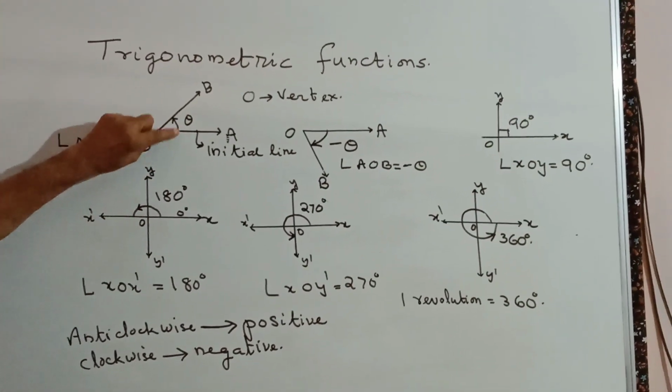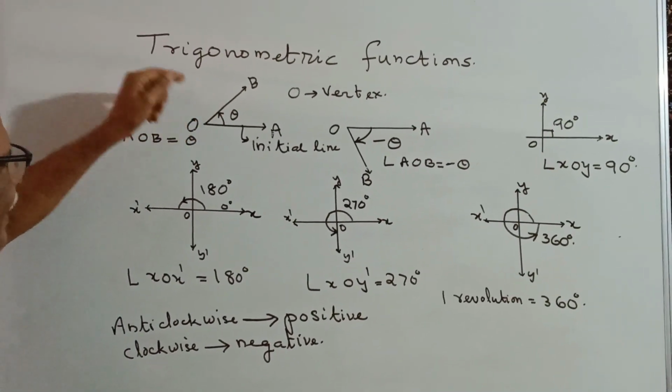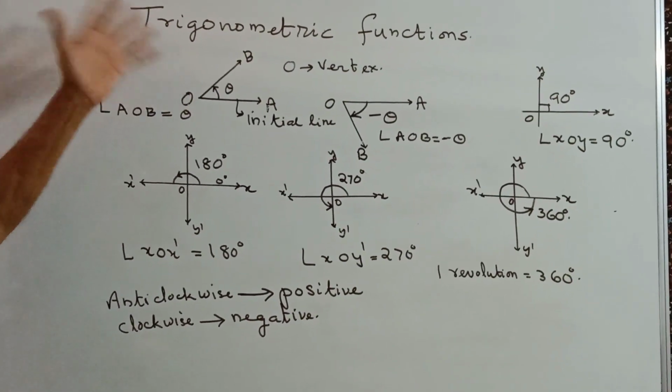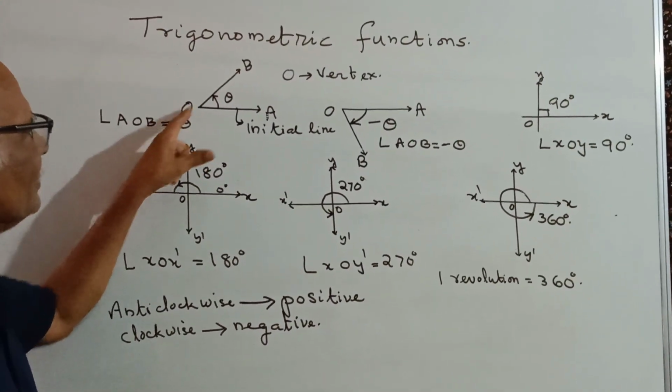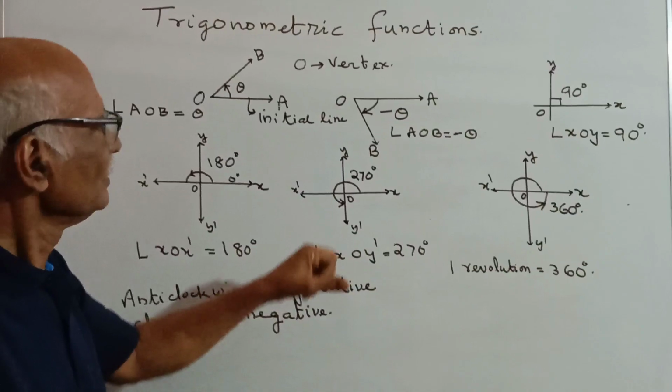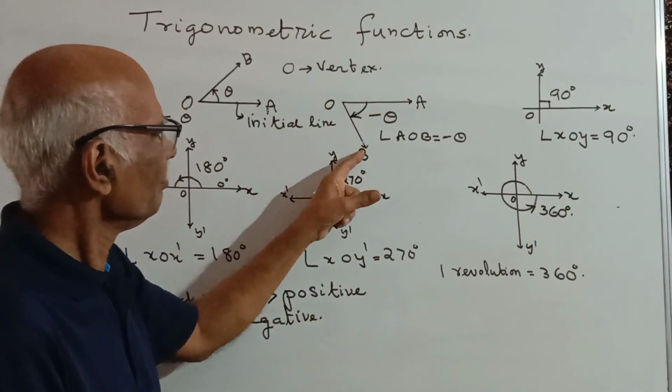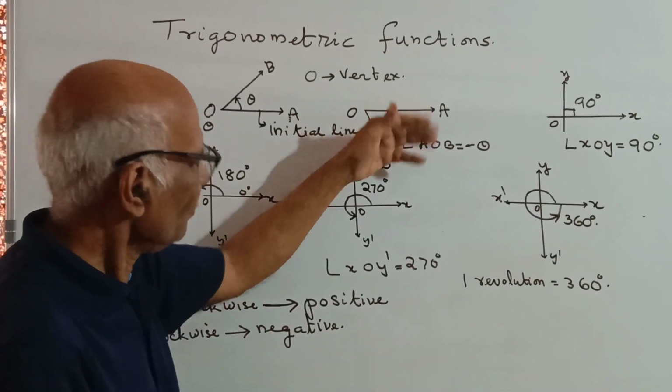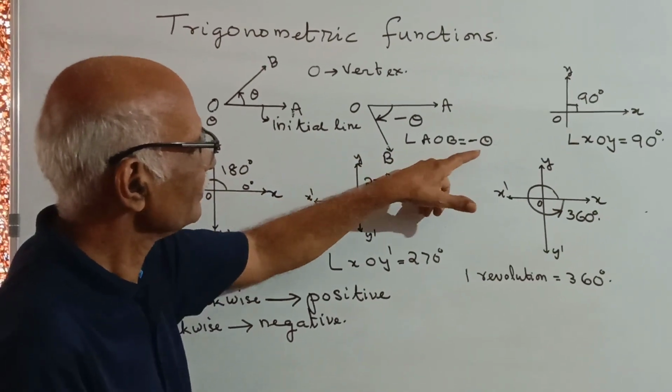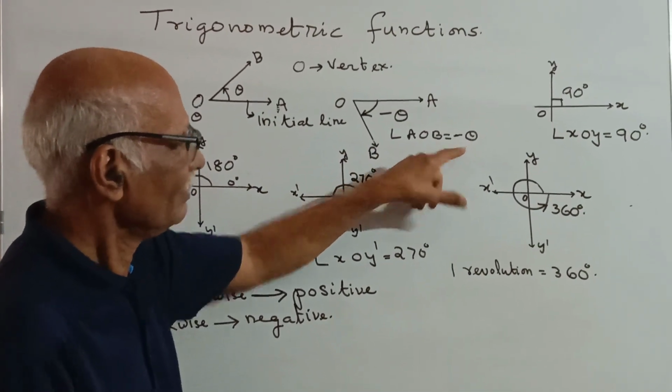Now AOB is in the anti-clockwise direction, so it is positive. Here O is called the vertex. Now here angle AOB is measured clockwise, so angle AOB is minus theta.